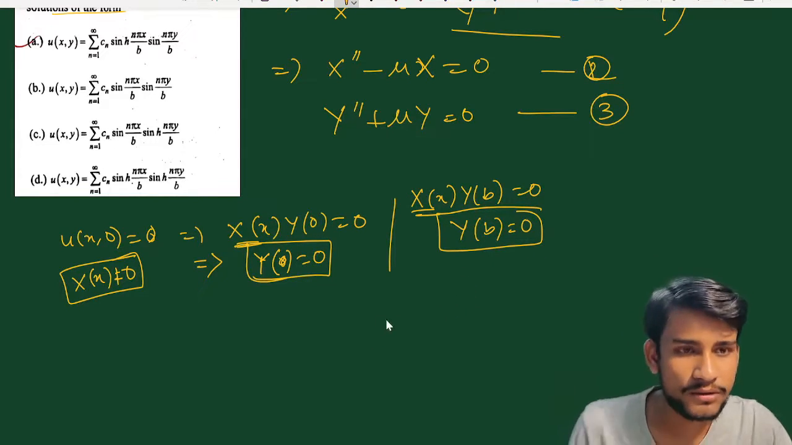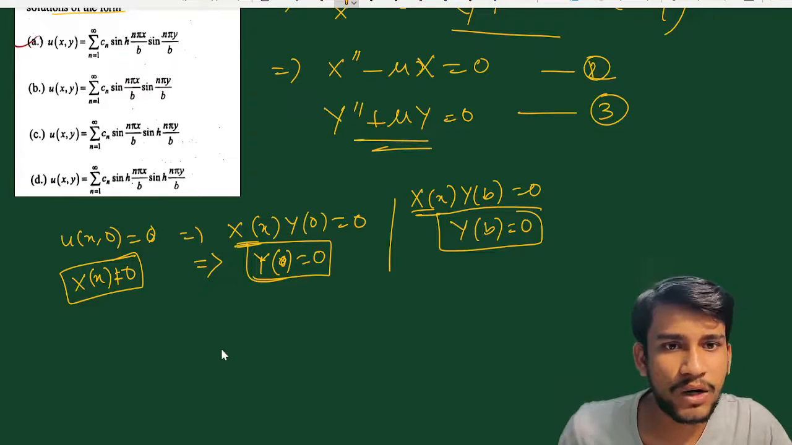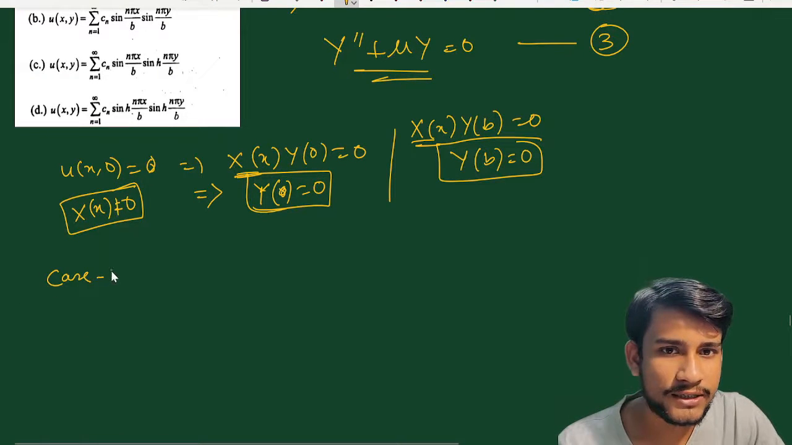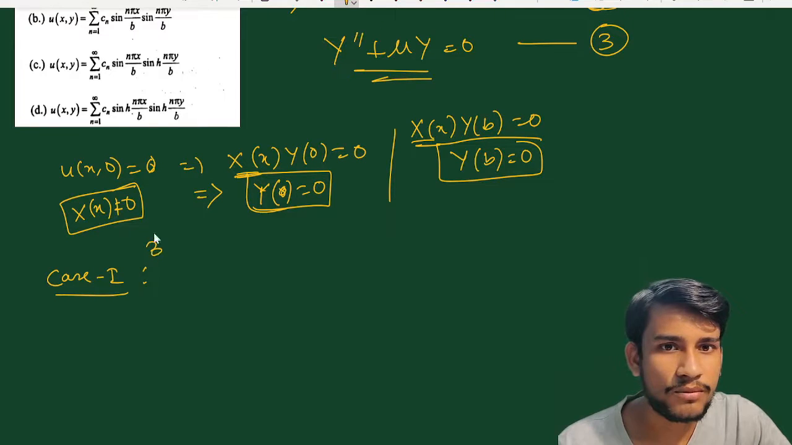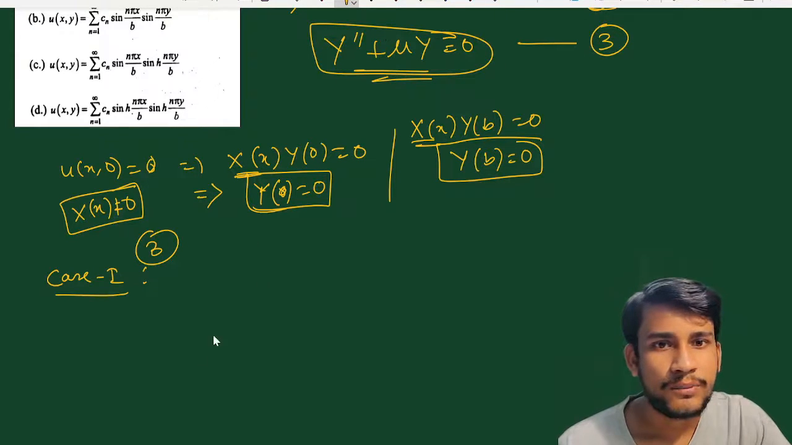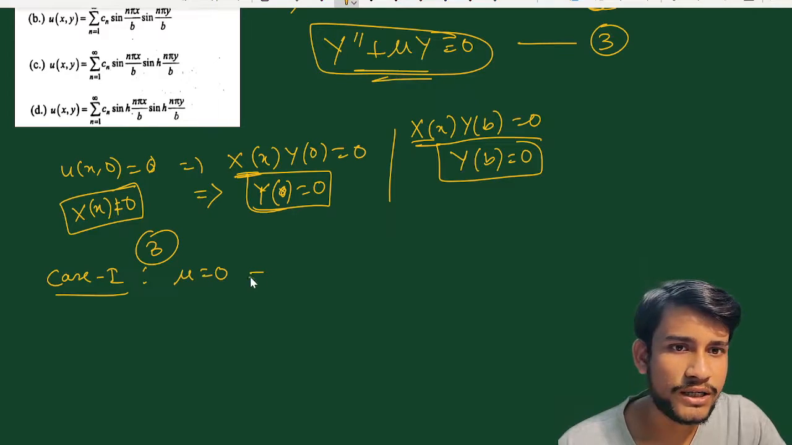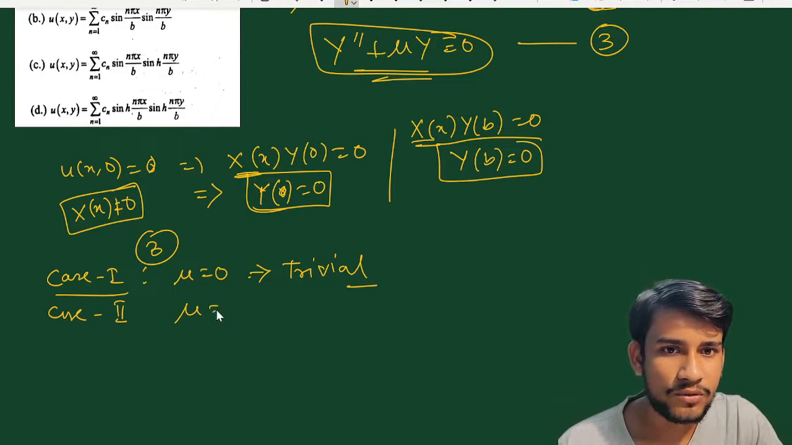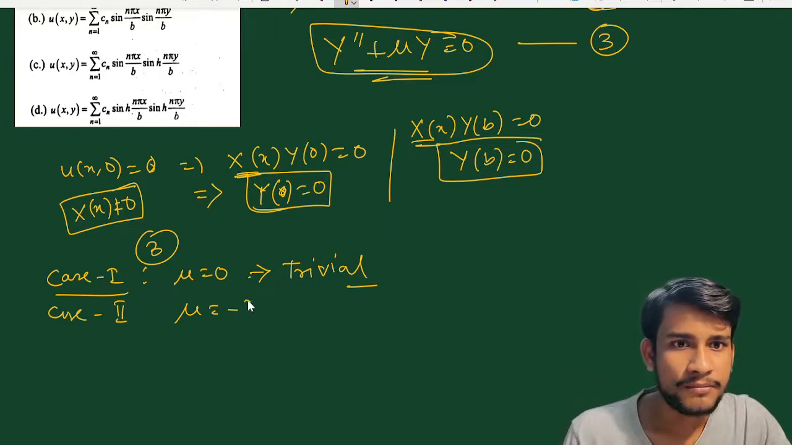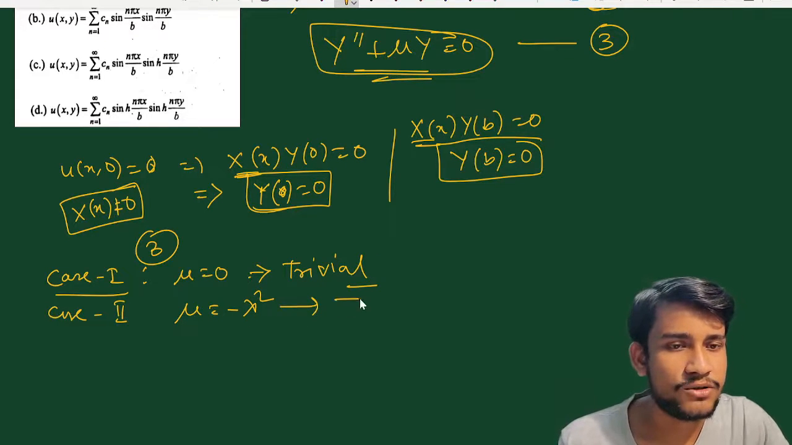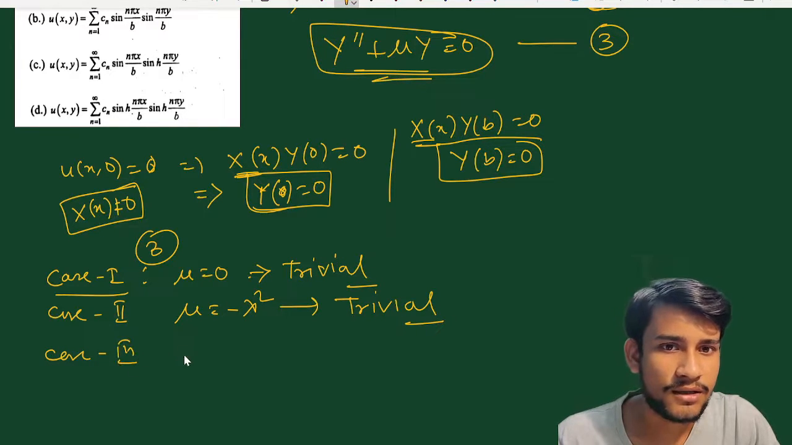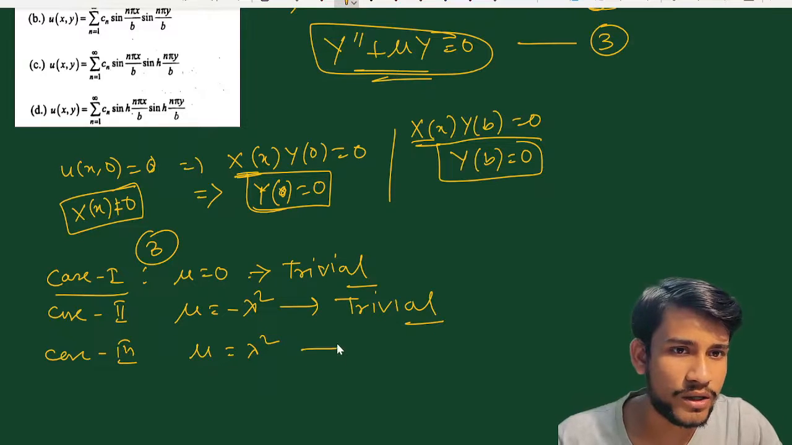Now if we solve this equation 3, then what we get, देखो यहाँ पर जो नॉन ट्रिवियल सोल्यूशन होगा तो केस 3 केसेस होगा. Case 1: if we solve equation 3, if we take mu equal to 0, then we get a trivial solution. You can check it. Case 2: if mu equal to minus lambda square, then we also get a trivial solution, and we are not interested in it. And case 3 will be mu equal to lambda square, this gives non-trivial solutions.